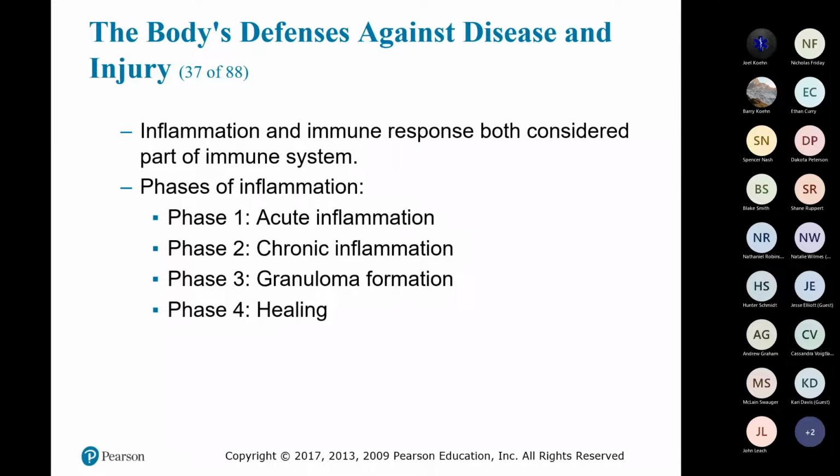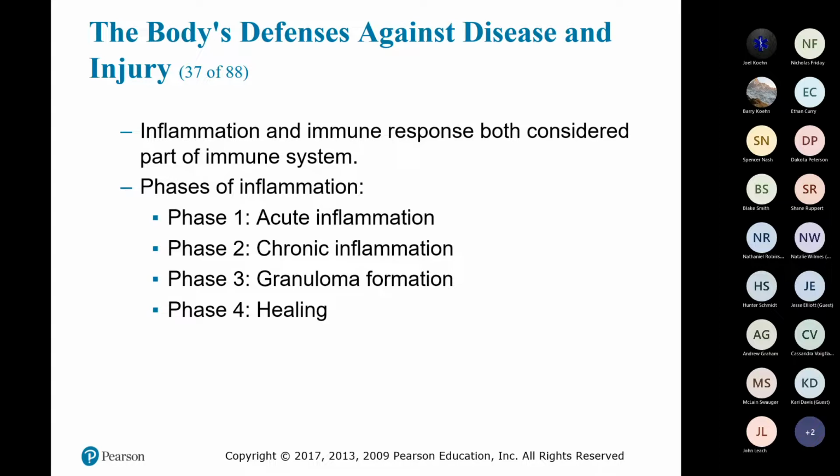There are 4 different phases when we talk about inflammation and immune response. So let's talk about inflammation. Phase 1, acute inflammation. That is, again, I cut my finger, I've got a paper cut, a very small, very localized area of inflammation specific to a certain point. Then we have chronic inflammation, where healing hasn't taken place, and now we've got an inflammation response over a longer period of time. We have granuloma formation. Does anybody know what a granuloma is by chance? It's essentially a long-term bruise.